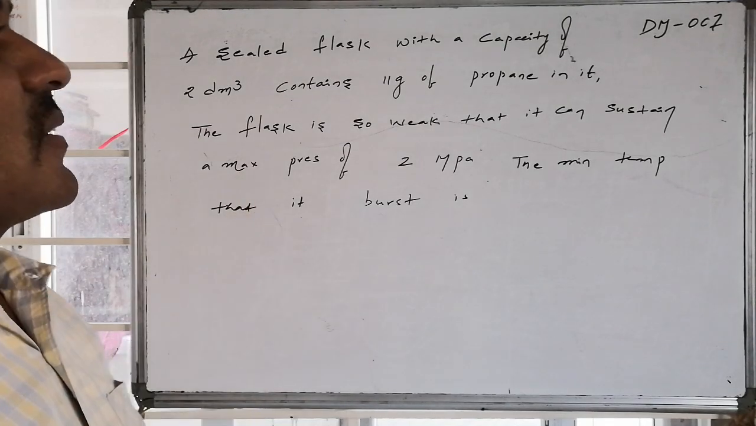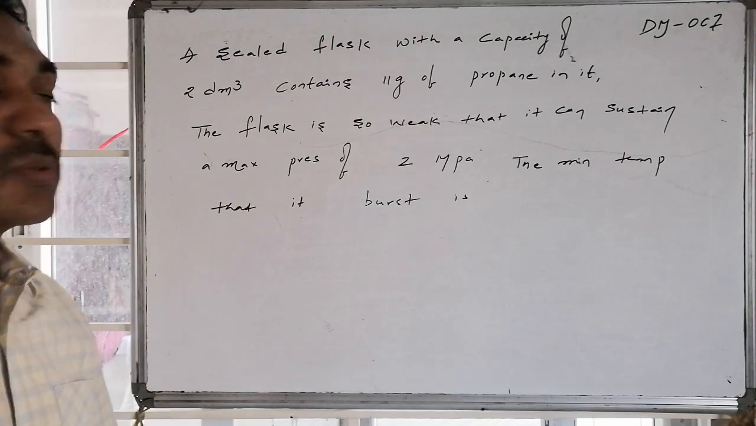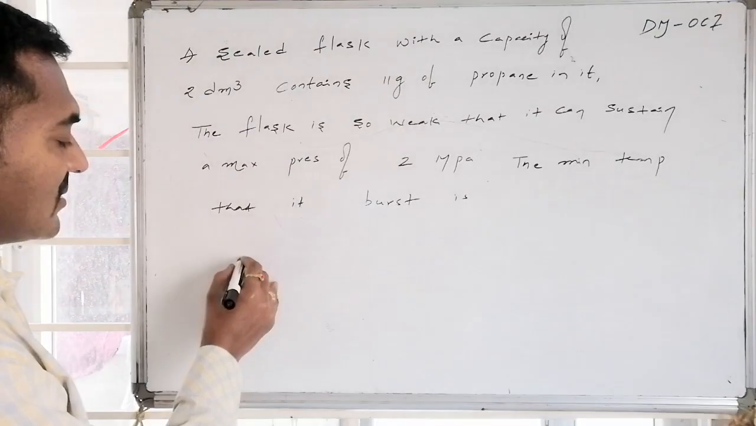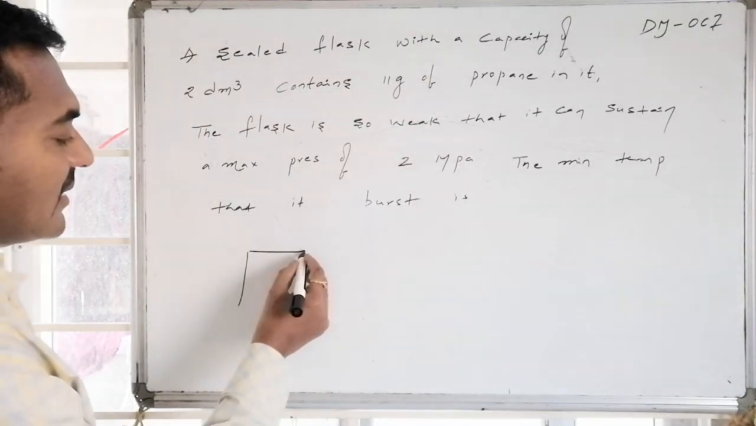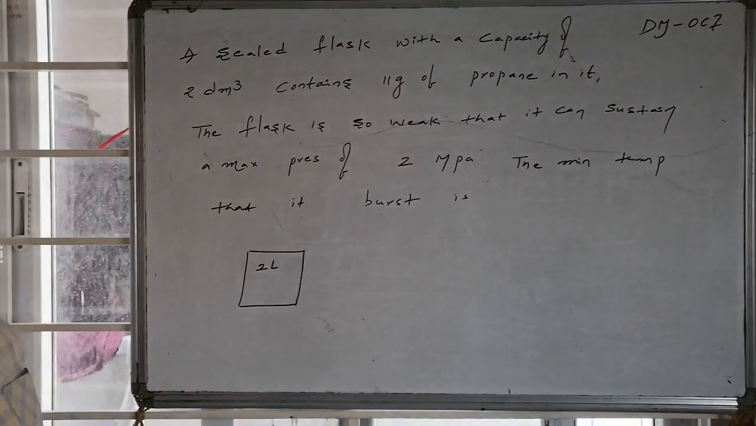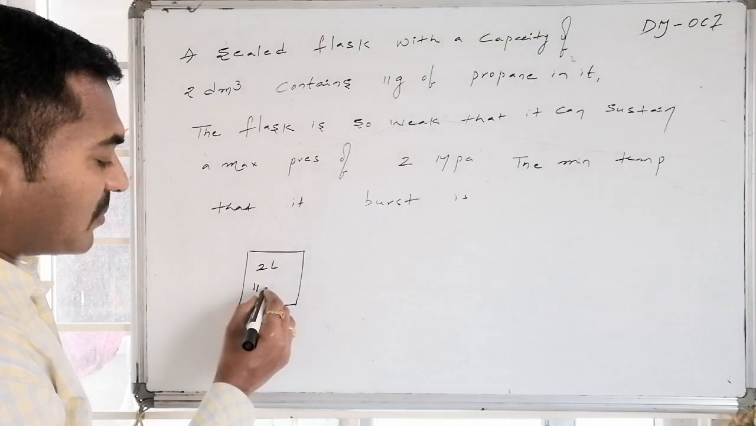Yes, a sealed flask with a capacity of 2 decimeter cubes. Decimeter cube stands for what? 2 liters. So there is a sealed container whose volume is 2 liters. It contains 11 grams of propane.